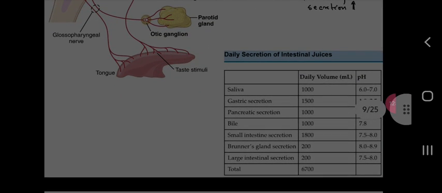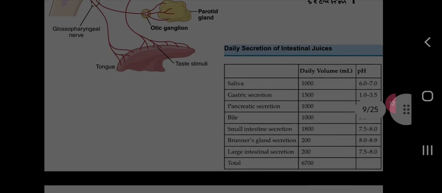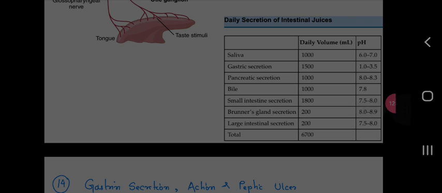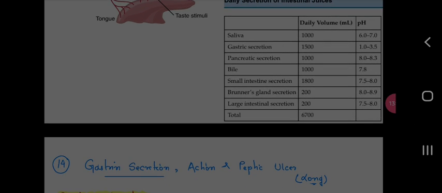Daily secretions of intestinal juice: saliva 1000 ml, pH 6 to 7; gastric secretion 1500 ml, pH 1 to 3.5; pancreatic secretion 1000 ml, pH 8 to 8.3; and bile 1000 ml, pH 7.8. Small intestinal secretion 1800 ml, pH 7.5 to 8. Brunner's gland secretion 200 ml, pH 8 to 8.9. Large intestinal secretions 200 ml, pH 7.5 to 8. Total is 6700 ml.